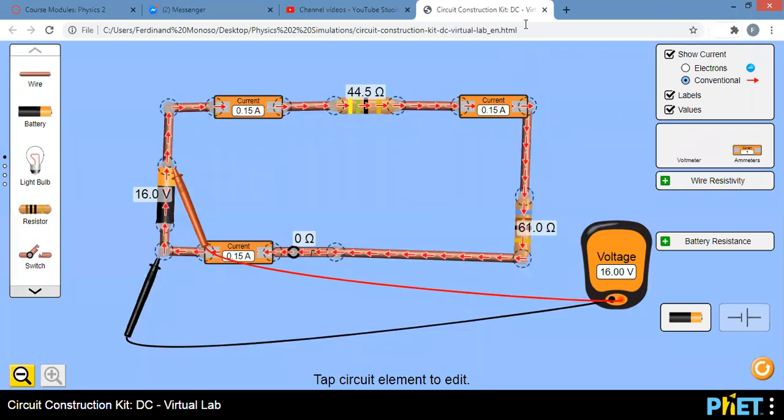Okay, so basically that's our series circuit.